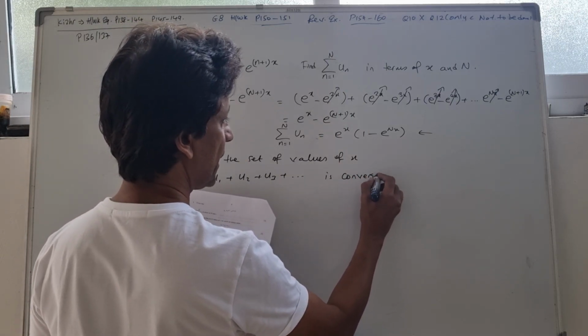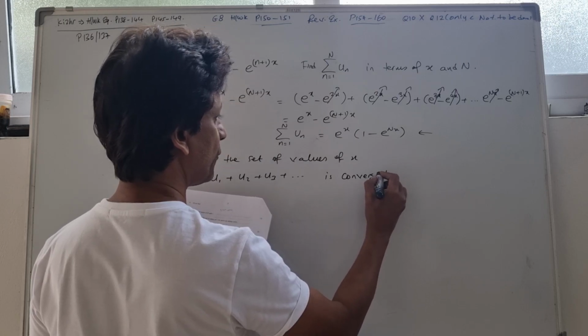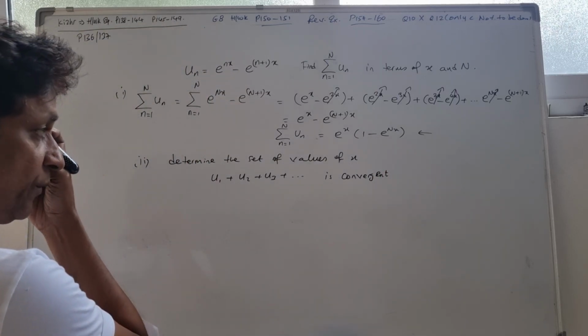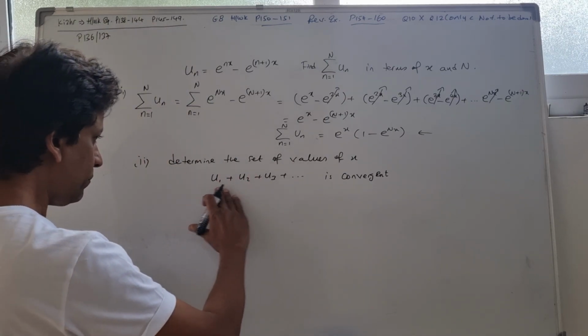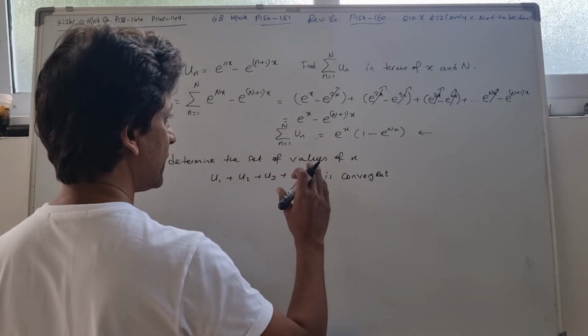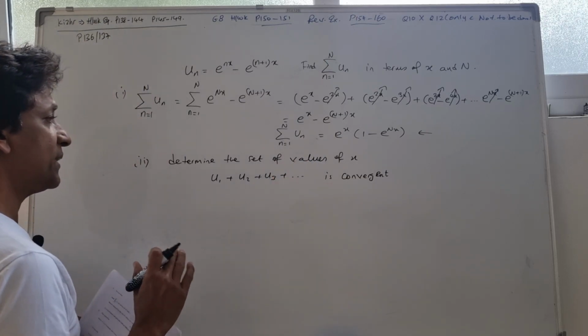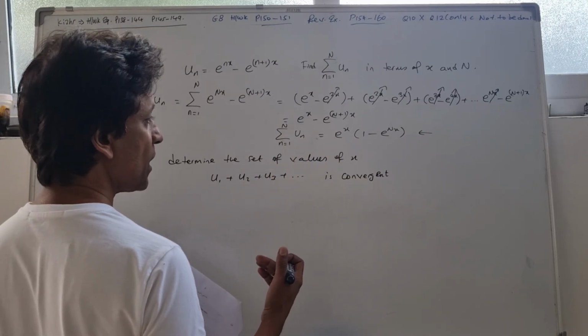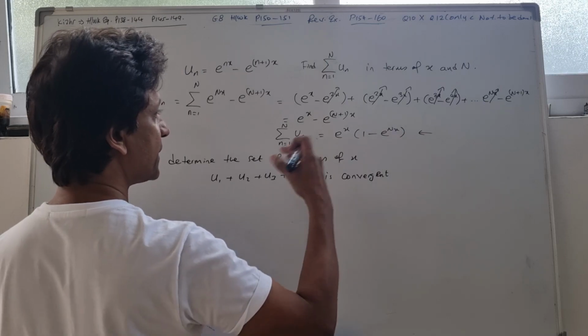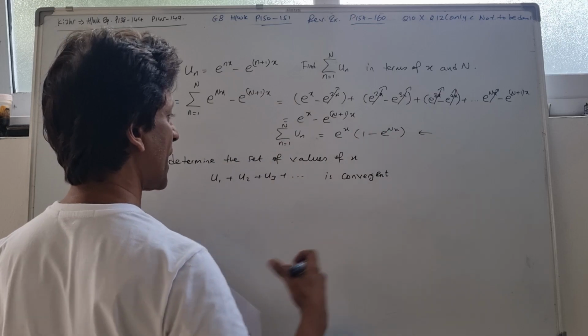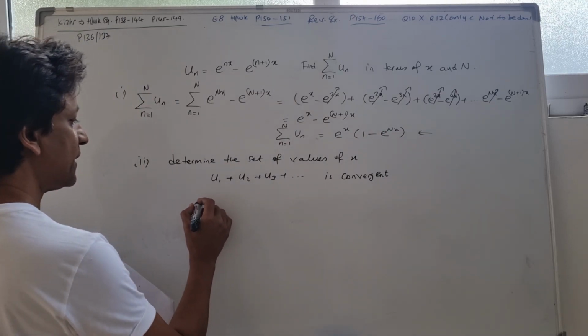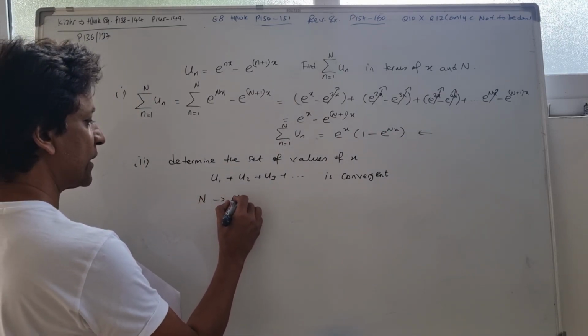Remember, it is an infinite series, so it's going to go on forever. Now, one of the ways to do this: if I have to find the set of values of x, I need to understand what's going to happen when this value of n here takes a large value. So we're looking at n approaching infinity.